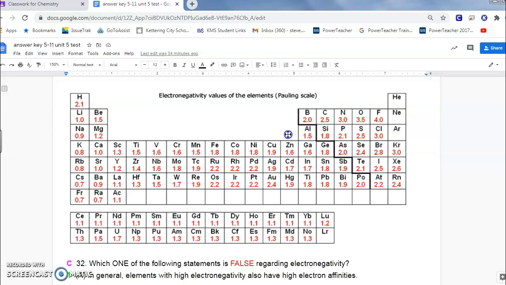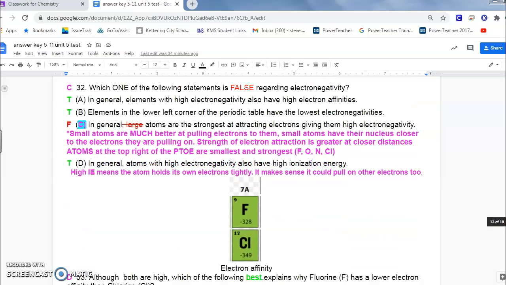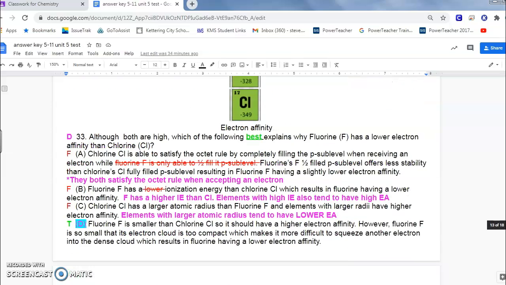But every element has a nucleus, so every element can attract electrons. So really, it only goes down to 0.7. But the scale could theoretically go from 0 to 4. 0 would be the absolute lowest. If you had no nucleus at all, you couldn't attract electrons to your atom.